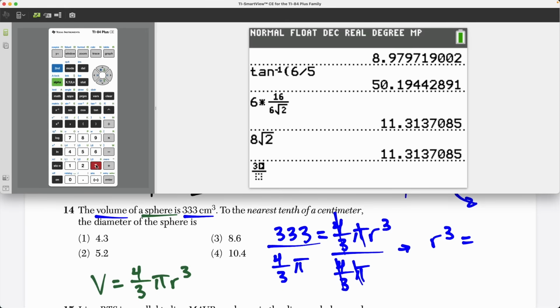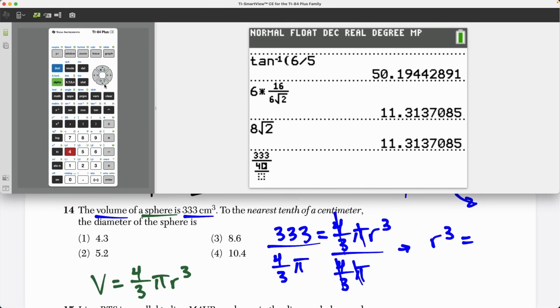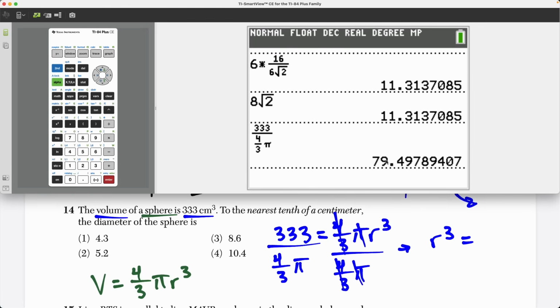And we've got 333. And then in the denominator, I could do another fraction and say 4/3. And then hit the right arrow to get out. And then I hit the pi button, which is second, and then this little up button here. And that gives us r to the third power.